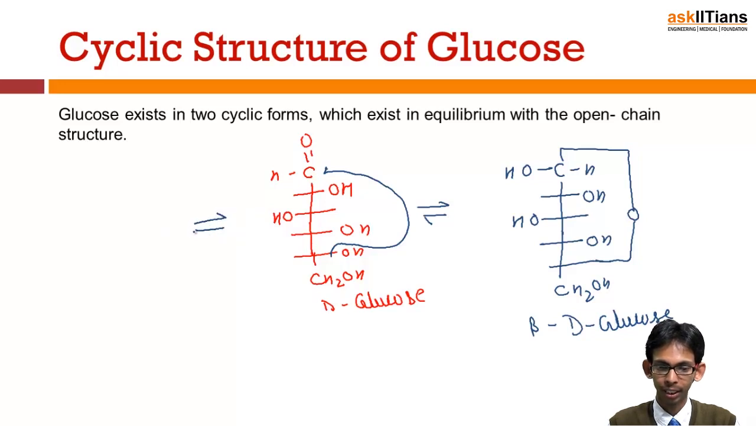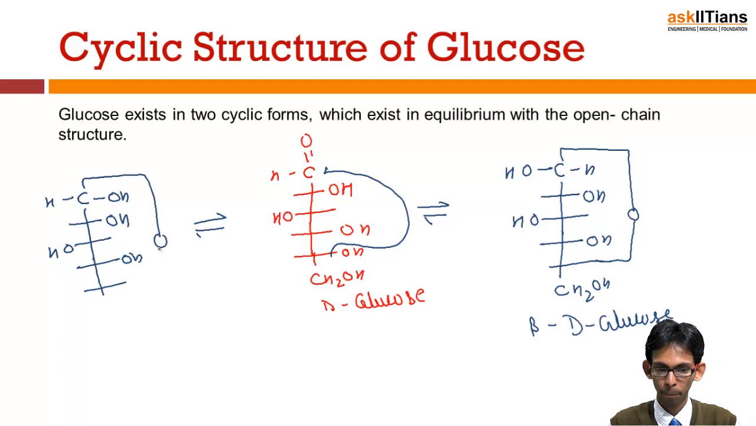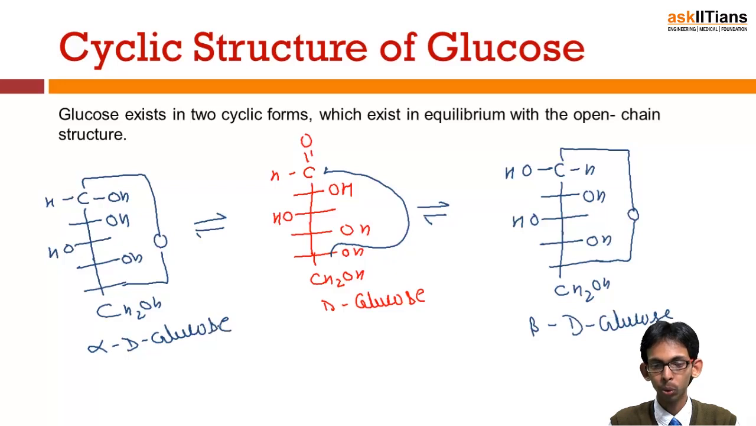Similarly, there is another structure possible for this cyclic form of glucose, and in this, H would come on this side, OH will go on that side, and this will result in the formation of this compound, with this OH, then OH here, one OH here, and a structure like this. This was called alpha D-glucose. So there are two cyclic structures of glucose. One is the alpha form, another is the beta form, and they both exist in equilibrium with the open chain structure.